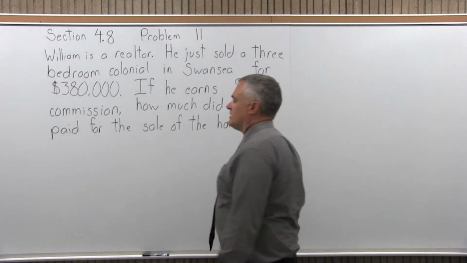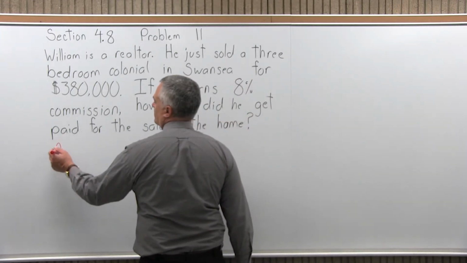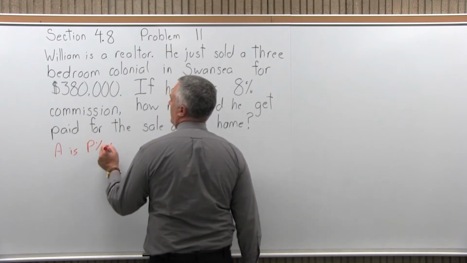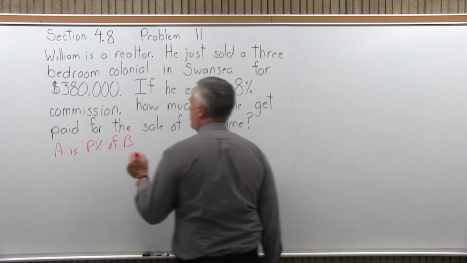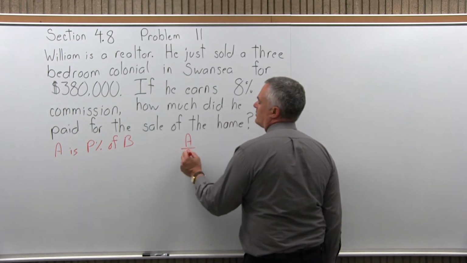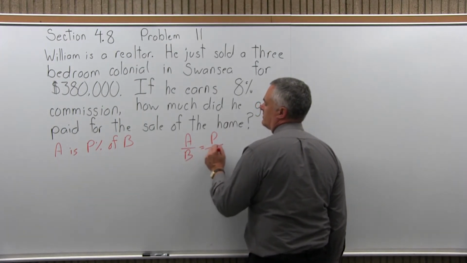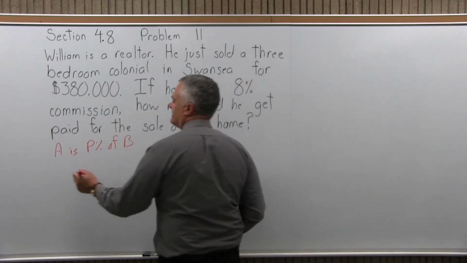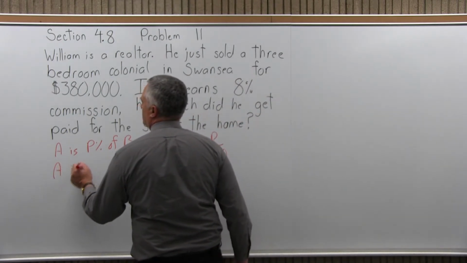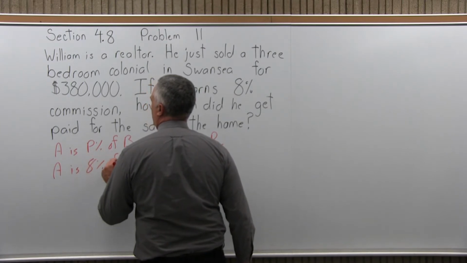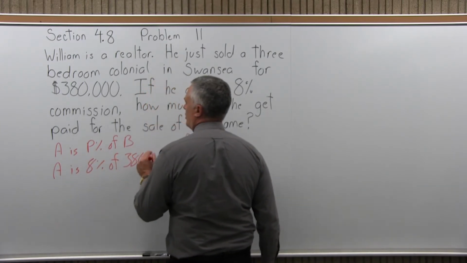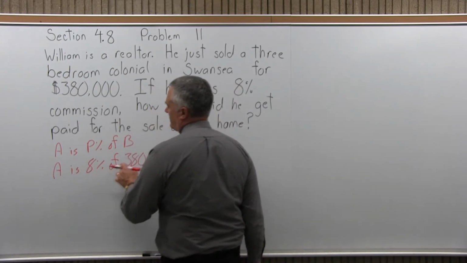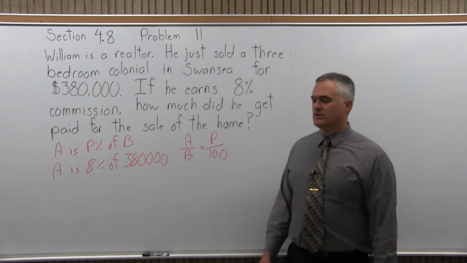So what this amounts to, because it's a percent problem, I want to be able to write it as A is P percent of B, fill it into that form, and then use the formula A over B equals P over 100. So to put it in the A is P percent of B form, what I want to know is A is 8% of $380,000. That's the commission I'm looking for. It's 8% of the sale of the house, $380,000.